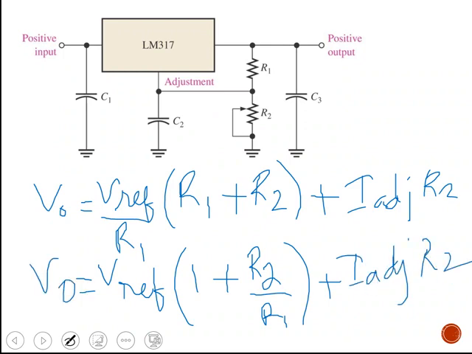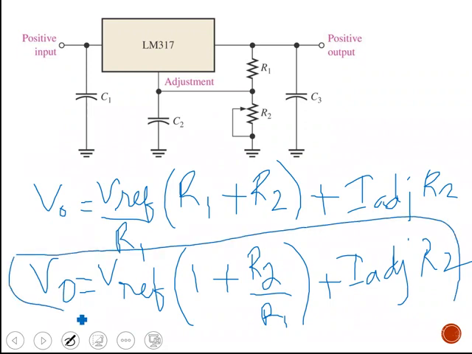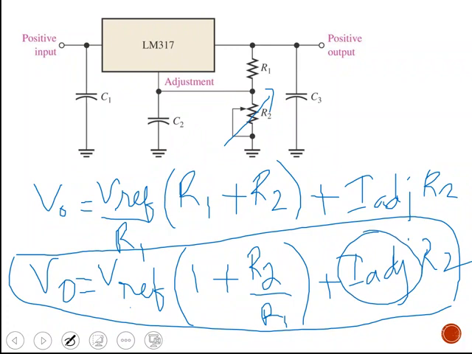Therefore, we can observe that the output voltage not only depends on the value of the reference voltage, but it also depends on the values of resistors R1 and R2, where R2 is the variable resistor. The I adjust current is in the range of 50 to 100 microamps. This V reference is taken as 1.25 volts. So V0 is equal to 1.25 into 1 plus R2 by R1, plus I adjust into R2, wherein we will provide a positive output voltage.